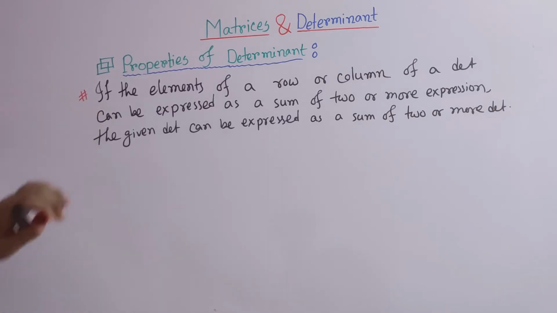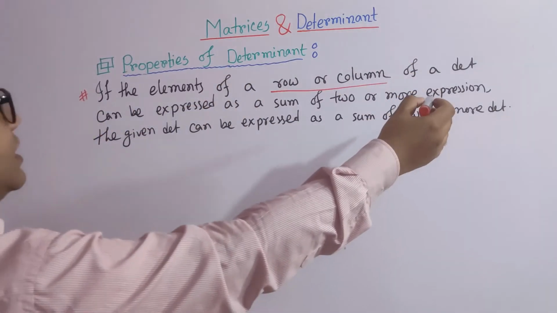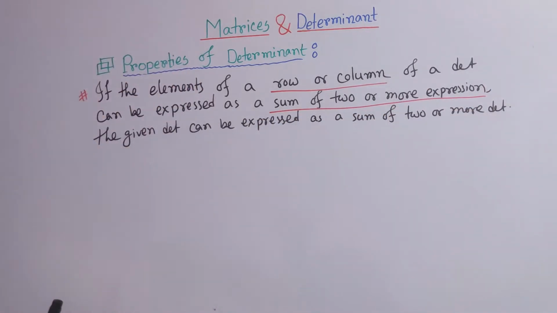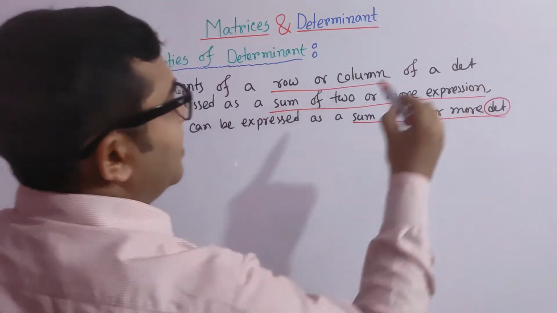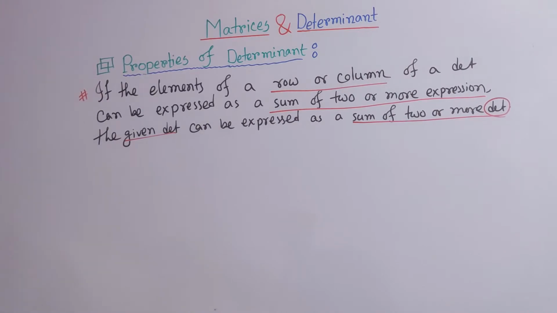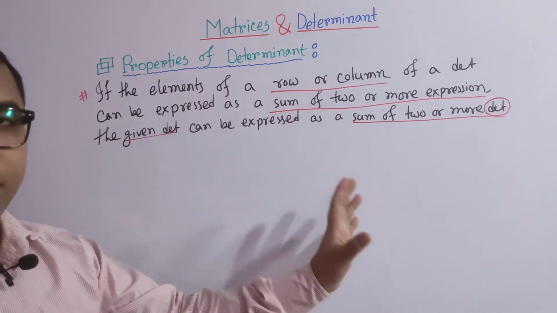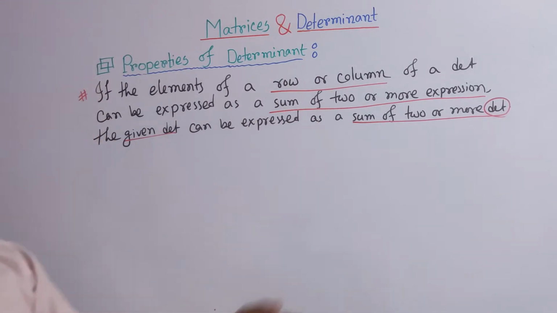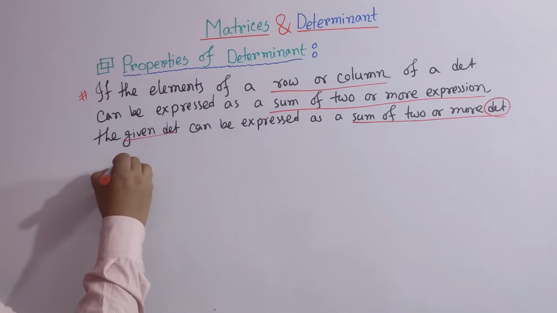Here it says that if the elements of a row or column of a determinant can be expressed as a sum of two or more expressions, then the given determinant can be expressed as a sum of two or more determinants. So if a row or column has some expressions added, then it can be divided into two or more determinants. How? It's a very important area we have to focus on.